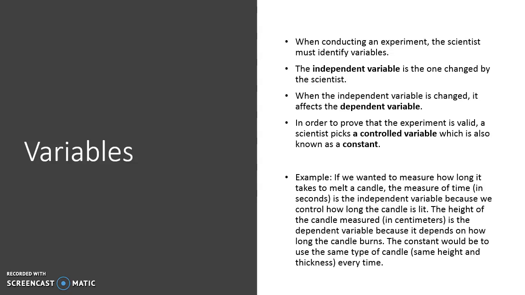So an example, if we wanted to measure how long it takes to melt a candle, the measure of time in seconds is the independent variable because we control how long the candle is lit. The height of the candle, measured in centimeters, is the dependent variable because it depends on how long the candle burns. So the longer that the candle is lit, the more it is burned. The constant would be to use the same type of candle, the same height and thickness, and type of wax every time you conduct the experiment.